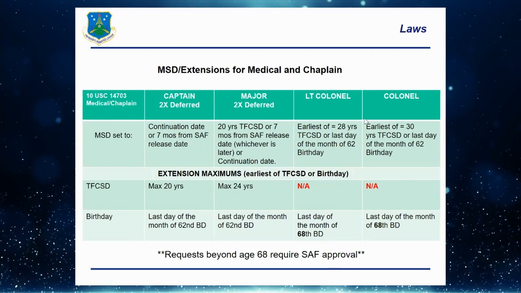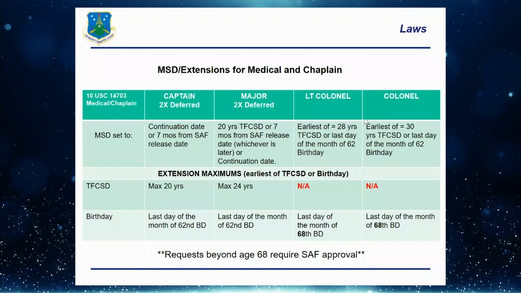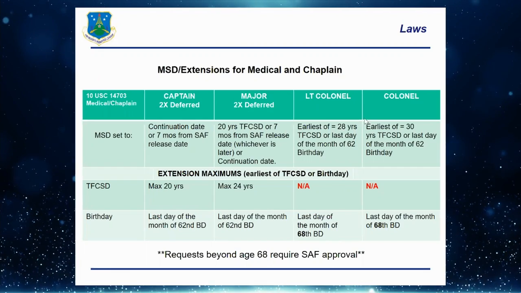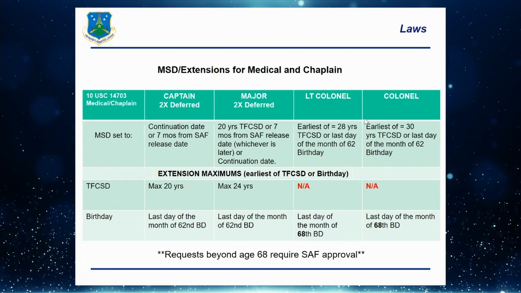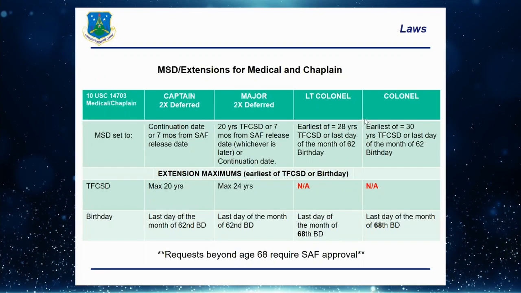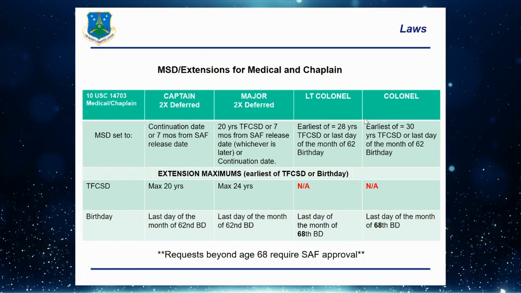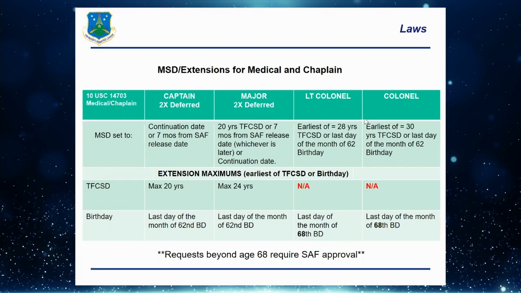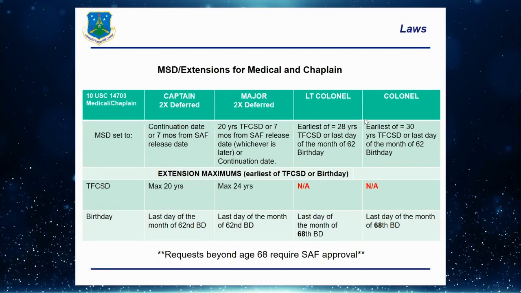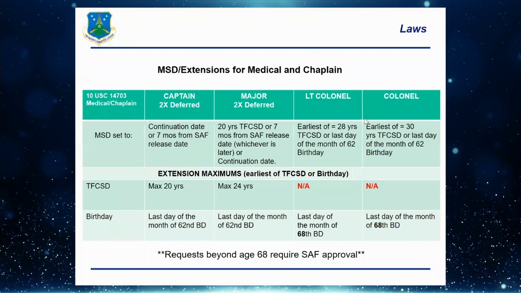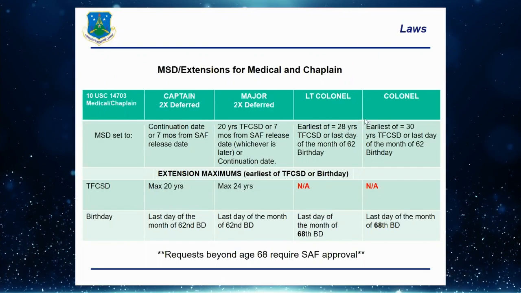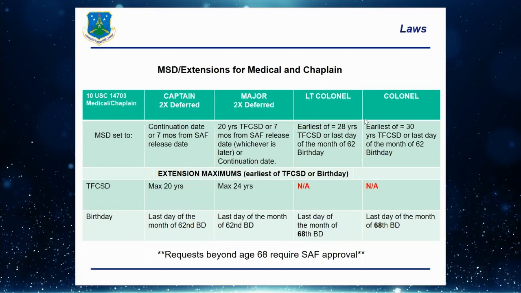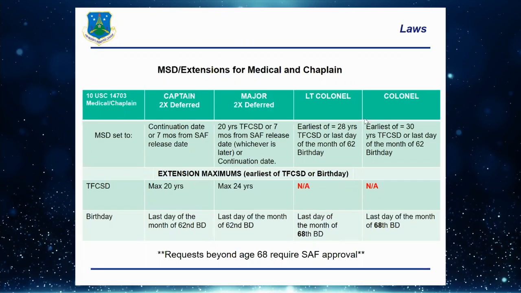Okay, now we're going to take a look at the 14703 law. And I'm not going to go over this because a lot of it's similar, but the major difference is highlighted in red. As you can see, the federal commissioning service date for lieutenant colonels and colonels are not a factor. There's no restrictions in this category at all. And also they can go to age 68, the last day of the month of their 68th birthday. Now, regulations say requests above 68 are possible, but they require staff approval. We have yet to see one of those come through yet. But they can go above 68.